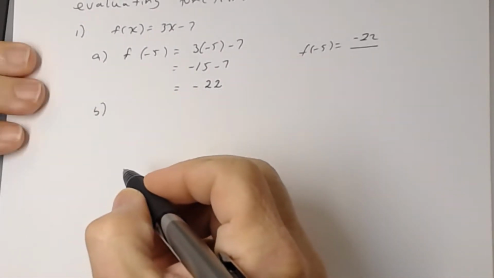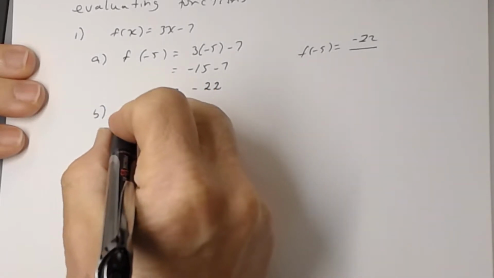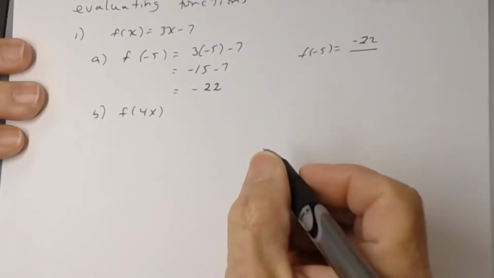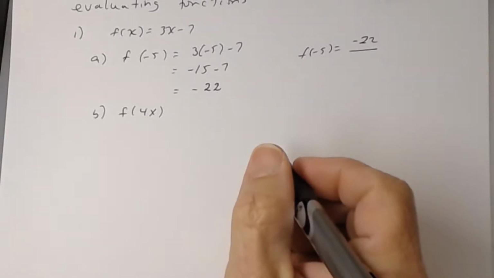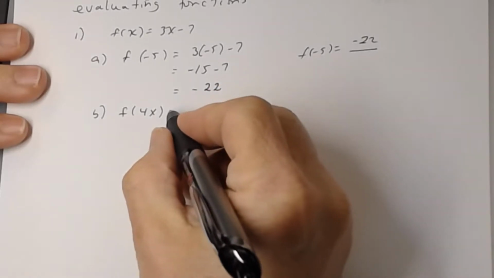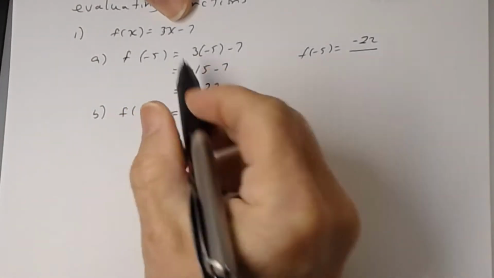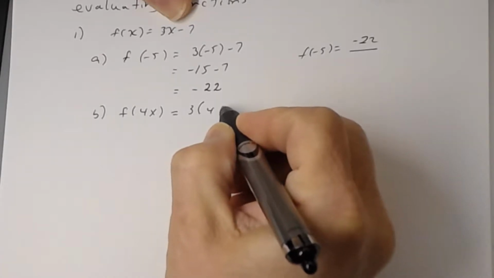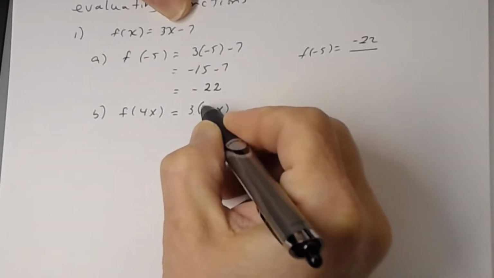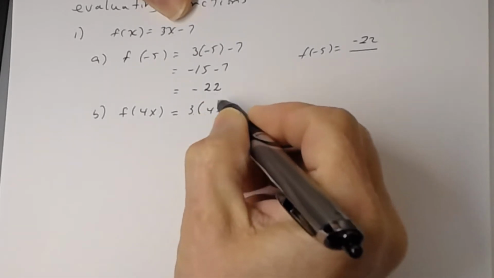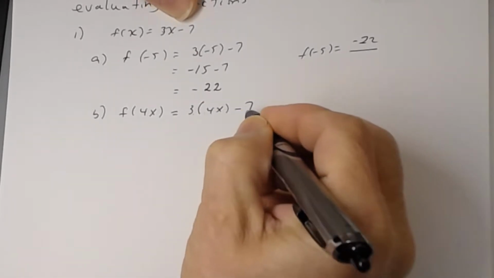All right, now let's look at part B. Suppose in part B, you want to find f of 4x this time. So again, where we see the variable x, what do you substitute? 4x. All right, so when I substitute 4x, notice what I get. I get 3 times x. In place of x, I'm substituting 4x. So 3 times, this was x previously, right? What does it become? 4x, minus 7.